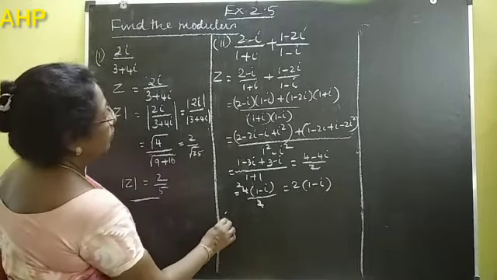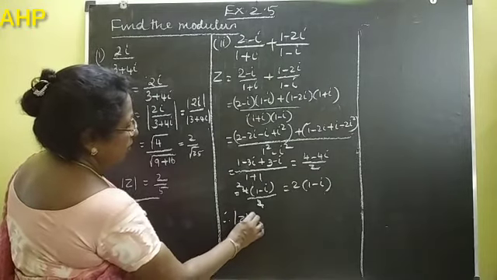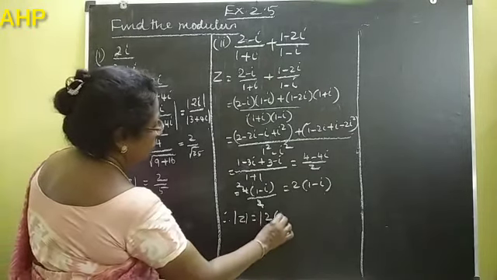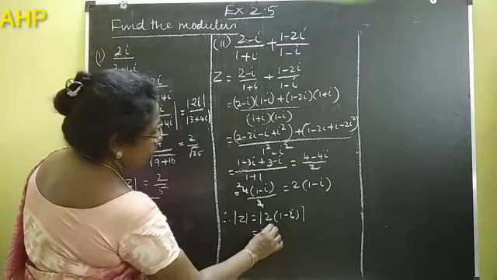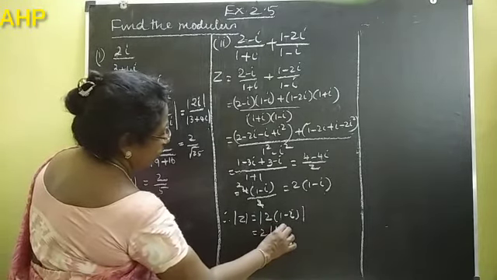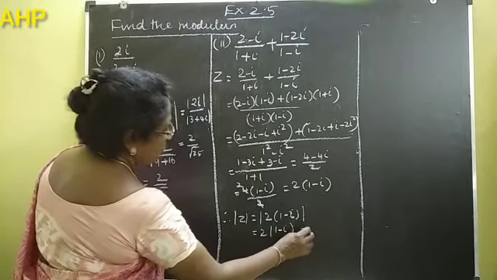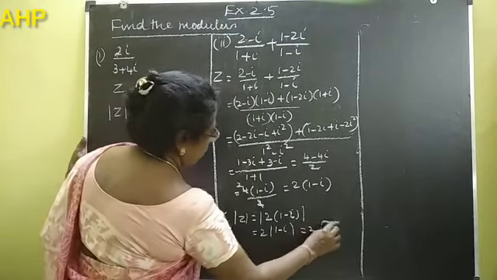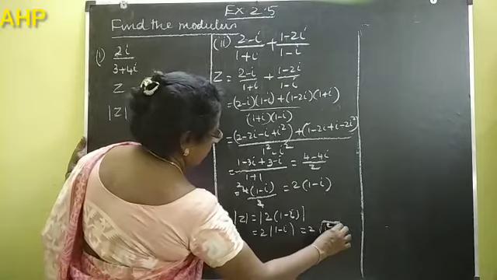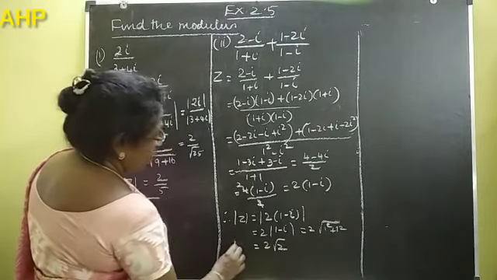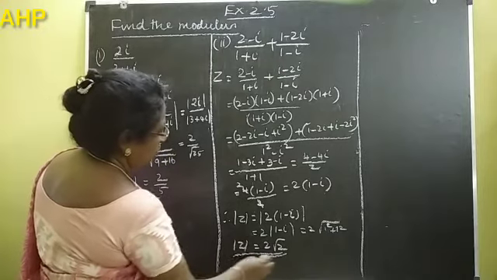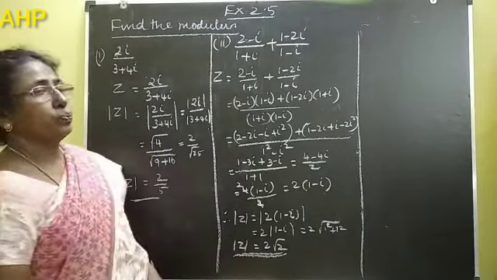Therefore, modulus of z is equal to modulus of 2 into 1 minus i. So this is equal to 2 into modulus of 1 minus i. This is equal to 2 into root of 1 square plus 1 square. This is equal to 2 into root 2. So modulus z is equal to 2 into root 2.